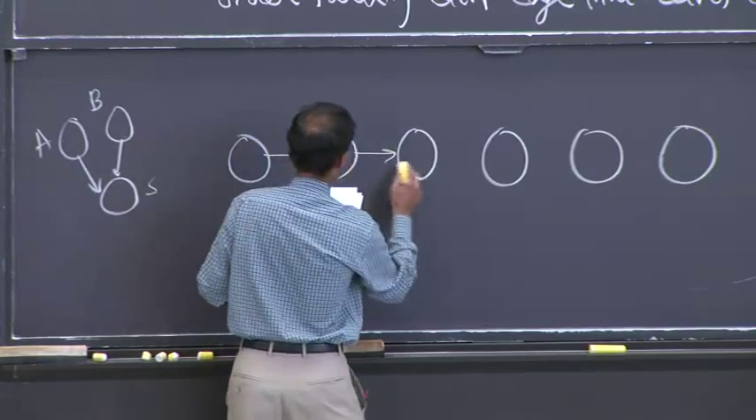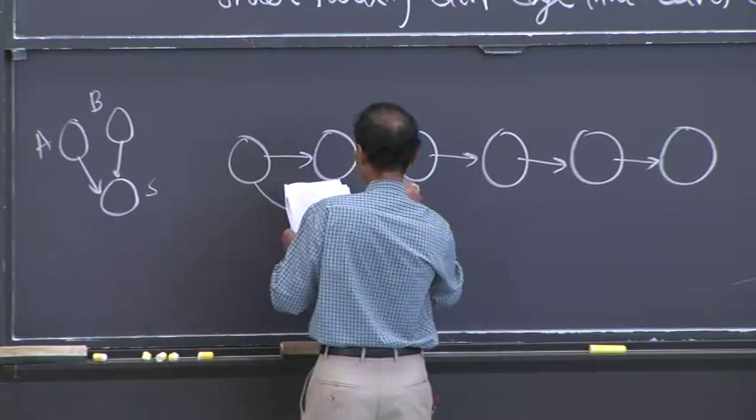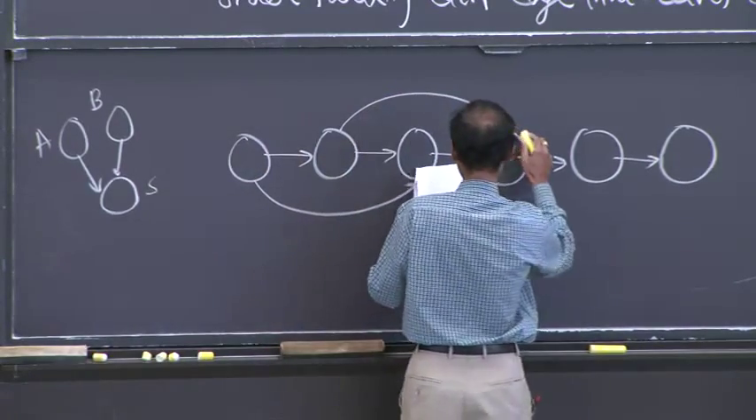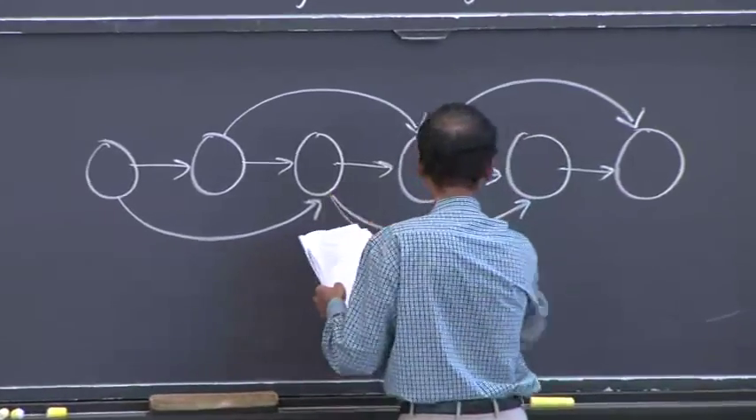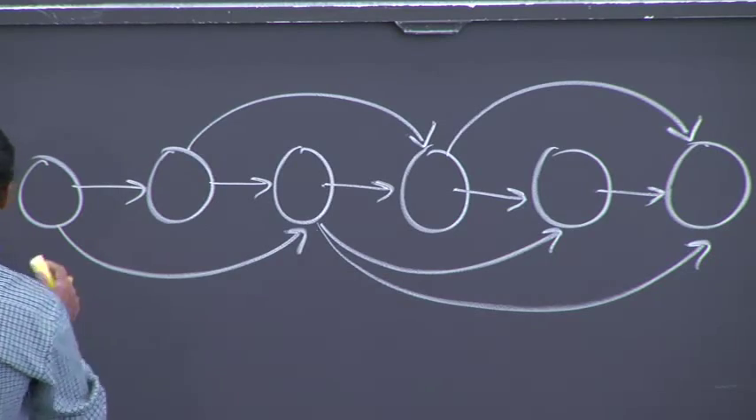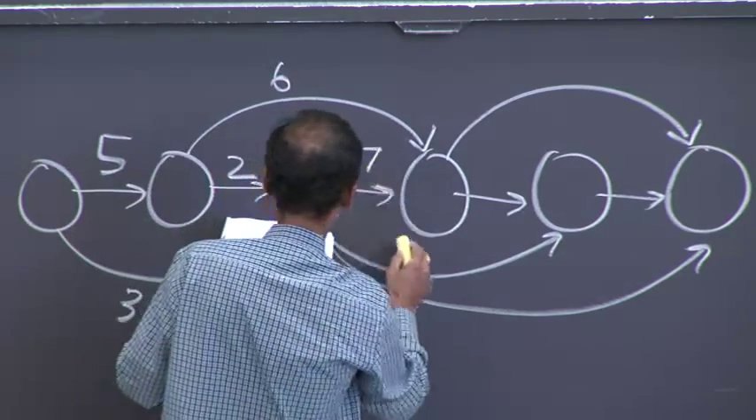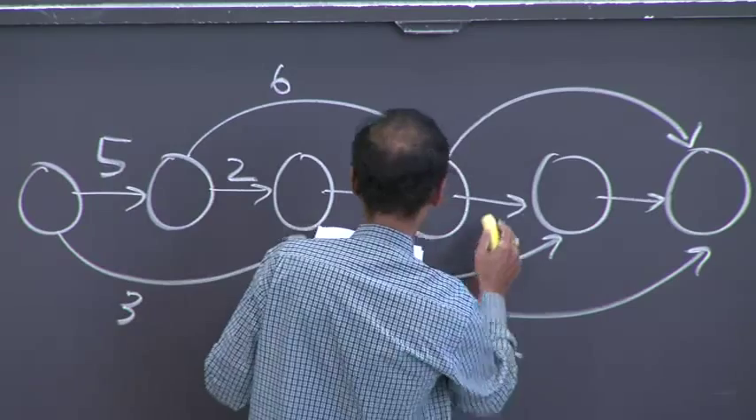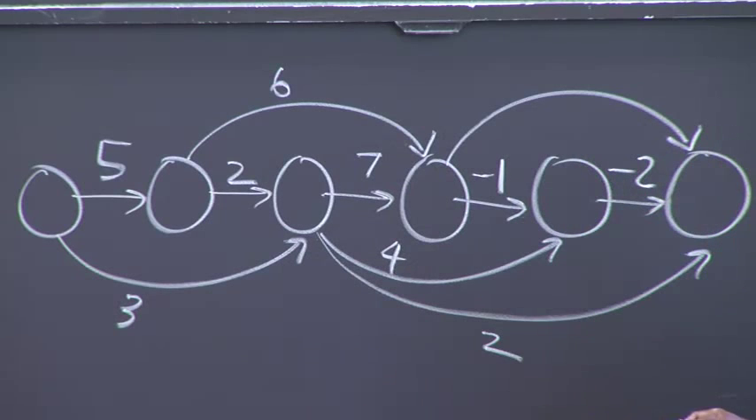I'm going to put edge weights down in a minute. All right, so that's my DAG. Let's see, 5, 3, 2, 6, 7, 4, 2, -1, -2. All right. So that's my DAG, and I've drawn it in topologically sorted form, and I go left to right.